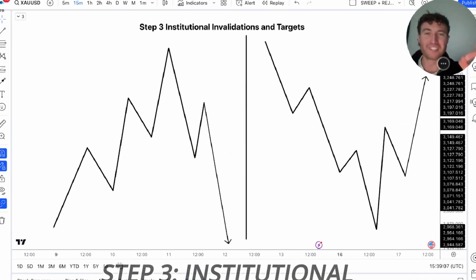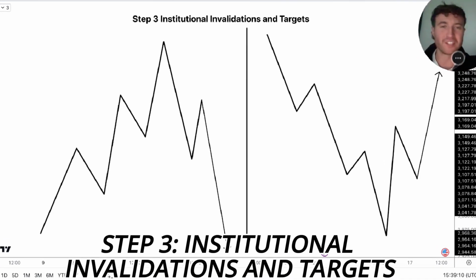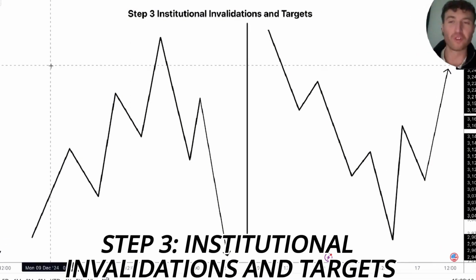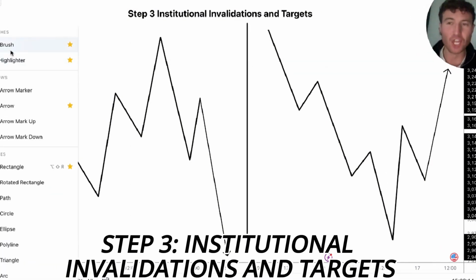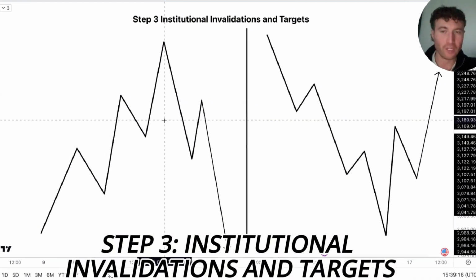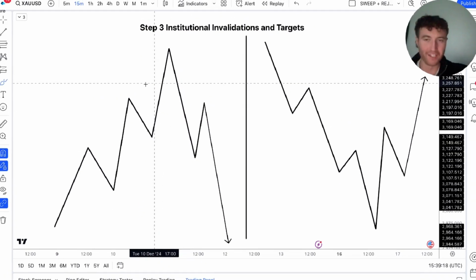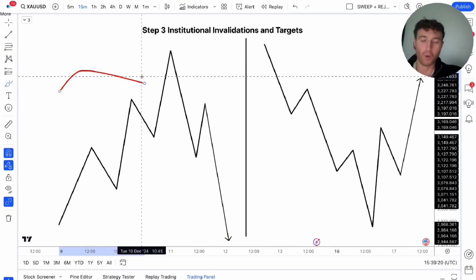Okay, so step number three is institutional invalidations and targets. So what you've got in front of you right here, this is the lower time frame entry model. So for example, if we're short bias, this right here is what we're looking for.